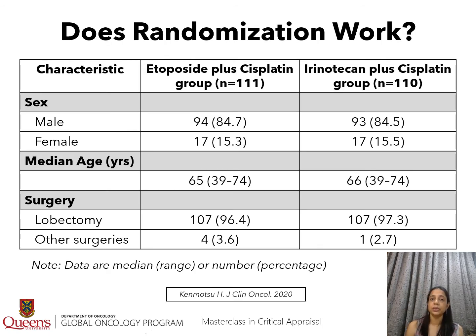Does randomization work? So in this study, roughly 200 participants were randomized to one of two groups, and you can see that the sex distribution, age distribution, and distribution of type of surgery were almost identical between the two arms. So randomization does distribute most known and unknown confounders equally between groups.